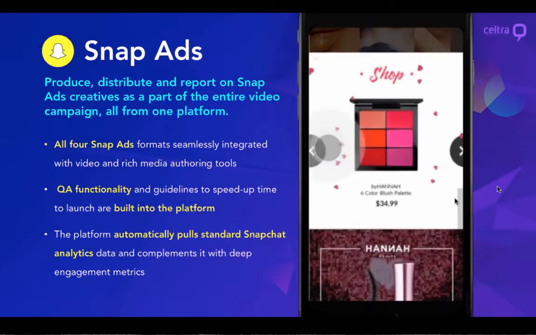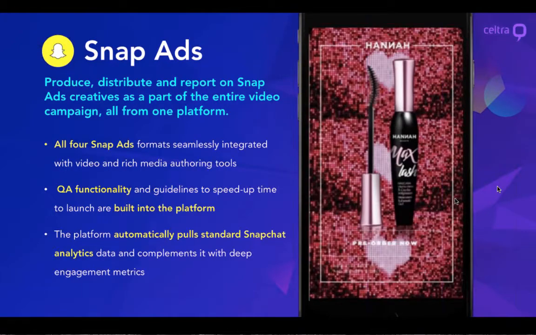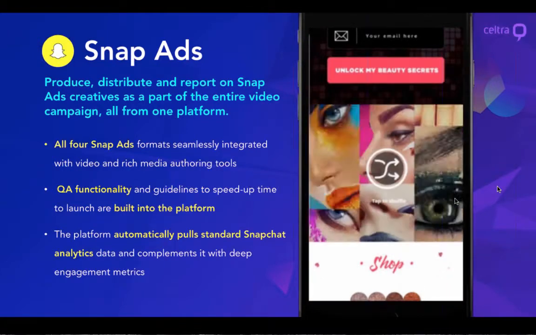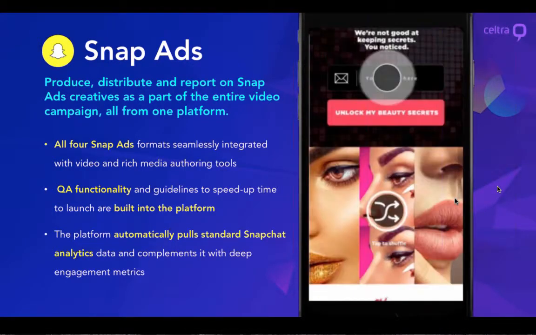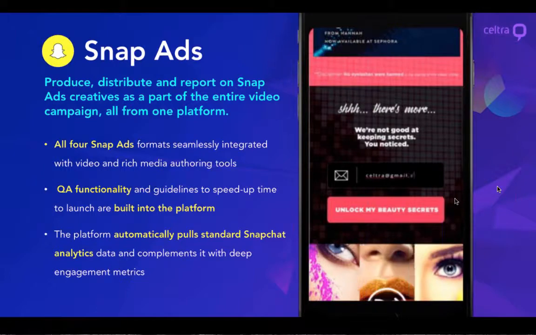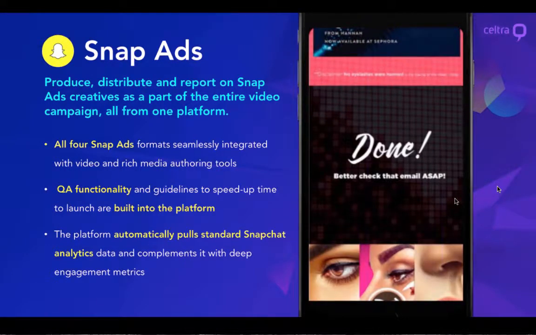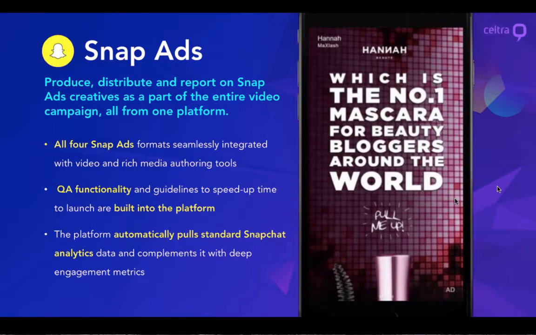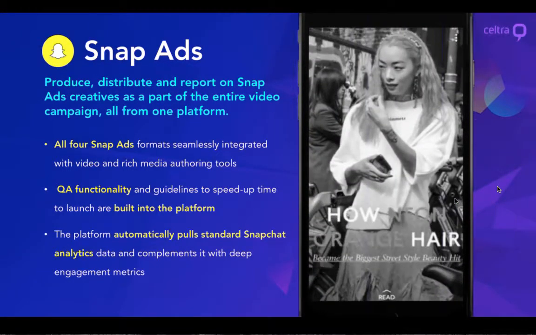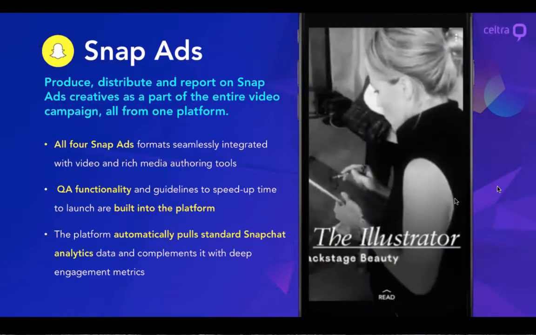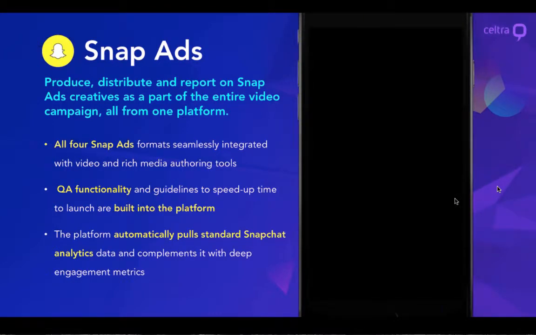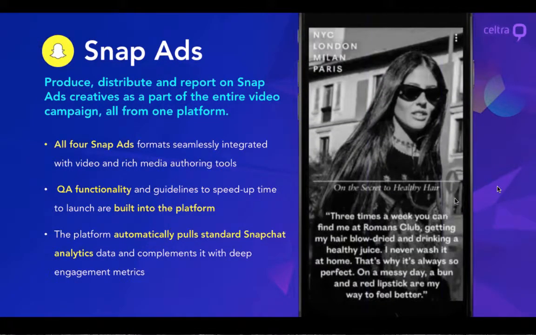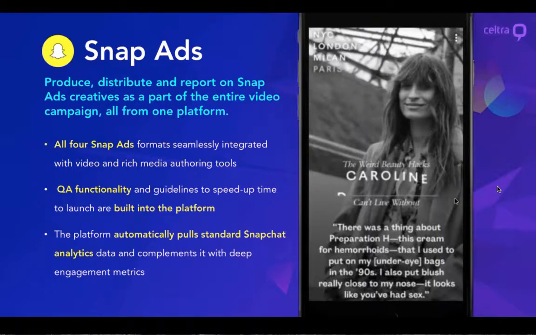What is really exciting about this is that we have built into the platform all the smart knowledge about Snapchat requirements. So all the QA functionalities will guide you through the building process and make sure that what you submit to Snapchat will most likely pass their QA test. So for example, for a 10-second video, audio is a must for Snapchat. If you don't include that, we'll notify you in the platform, and you basically won't be able to submit something that is not up to spec.